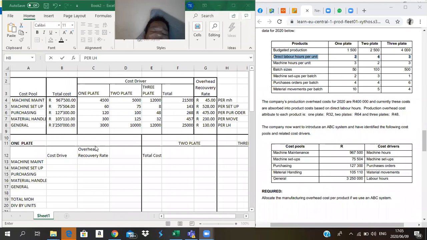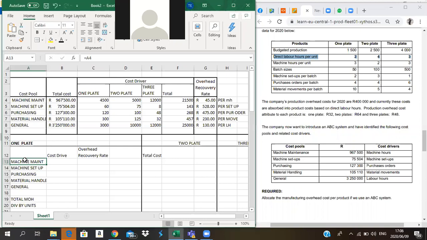Now we go to the second step, whereby I will be calculating the total cost for one plate. I want to know how much I am paying for one plate. So remember the cost driver for machine maintenance. I want to know for strictly one plate, how much did I pay for machine maintenance? How much did I pay for machine setups? How much did I pay for purchasing? And how much did I pay for all these costs here?